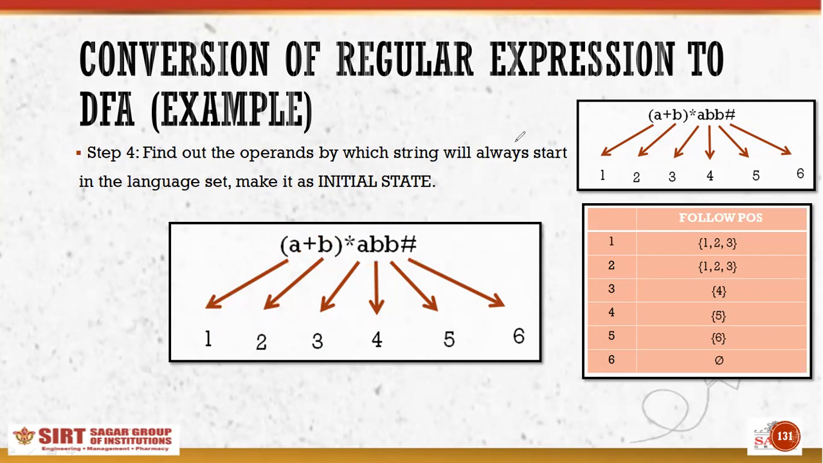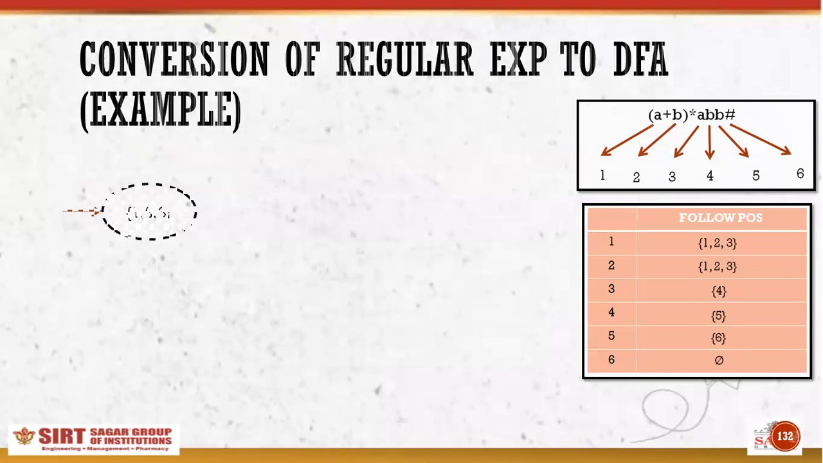So let us make it here. What I have said is marked over here also. So 1, 2, and 3 are the possibilities of starting of the string. So I will make an initial state 1, 2, 3. Yes. So I made an initial state 1, 2, 3.